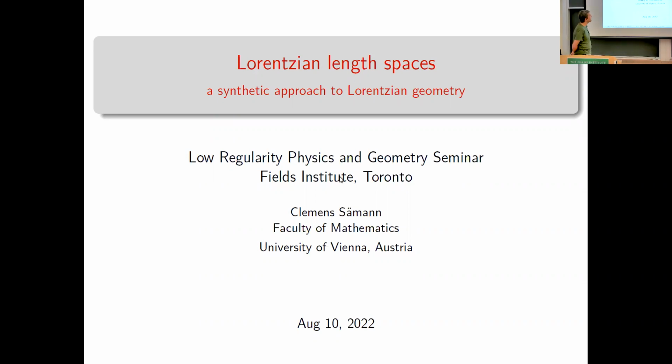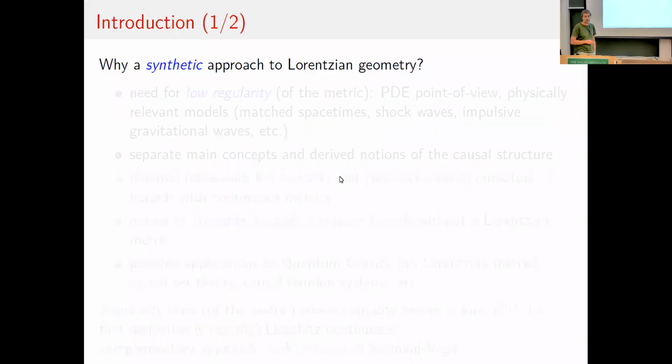So I will talk about Lorentzian length spaces. This is an approach to Lorentzian geometry we developed, where we don't want to have a smooth structure and still want to make sense of causality and curvature.